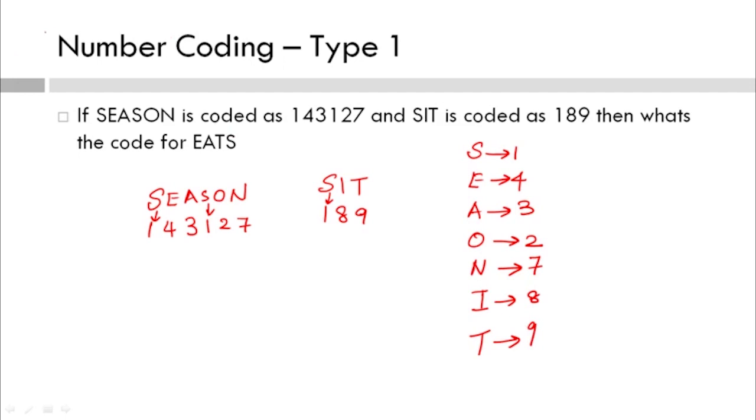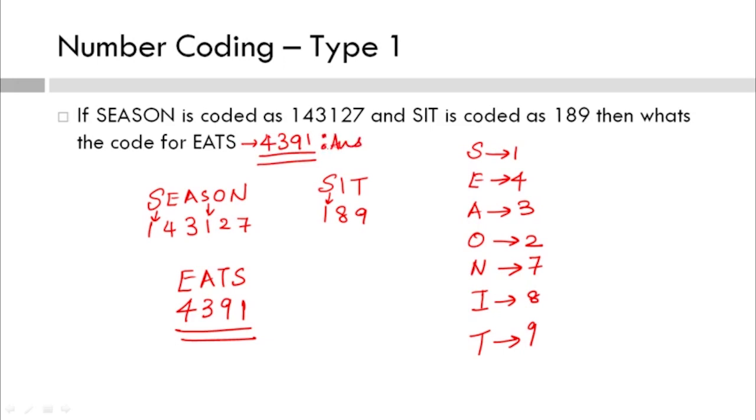Which is the word for which we have to find out the code? We have to find out the code of eats. So what will be the code of eats? What is the code for E that you have to use? E will be 4, A will be 3, T will be 9 and S will be 1. So the code for the word eats will be 4391, which will be your answer. So the answer for this question is 4391.